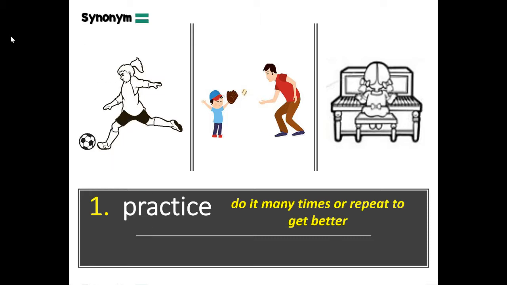A synonym, or a word that means the same, could be repeat. So the girl is practicing, she's repeating kicking the ball. The boy and his father are practicing throwing a baseball. They're repeatedly throwing the ball. And the girl is practicing the piano, or she likes to practice the piano. And in order to do that, you have to repeat playing it over and over.